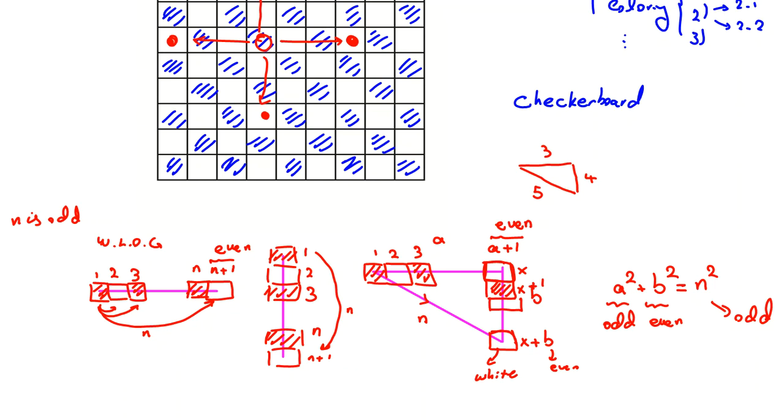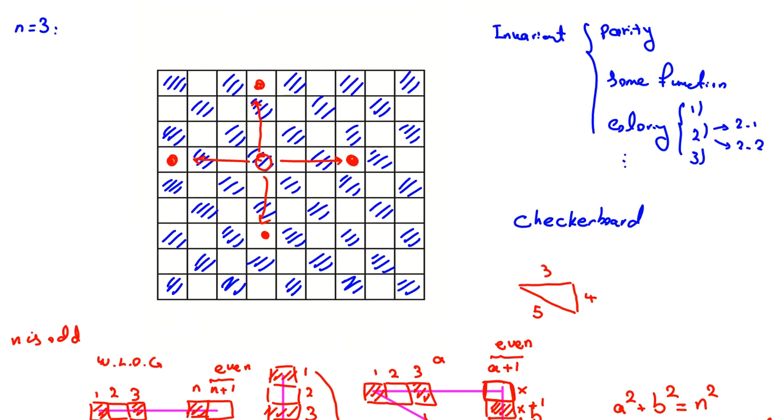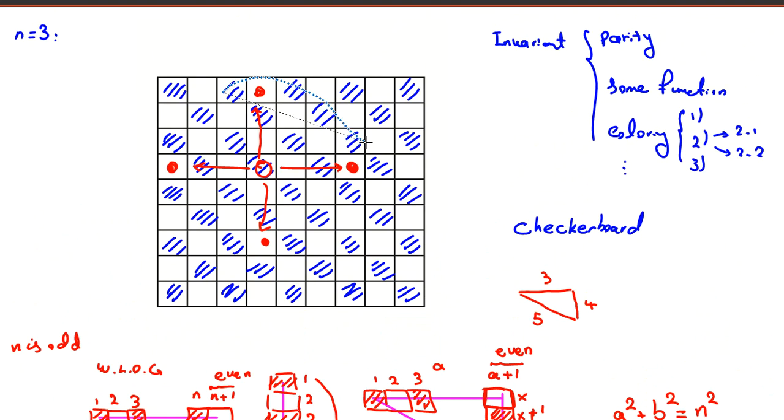Now let's use it to prove that for n odd it is impossible. Let's first try to prove it for this case.